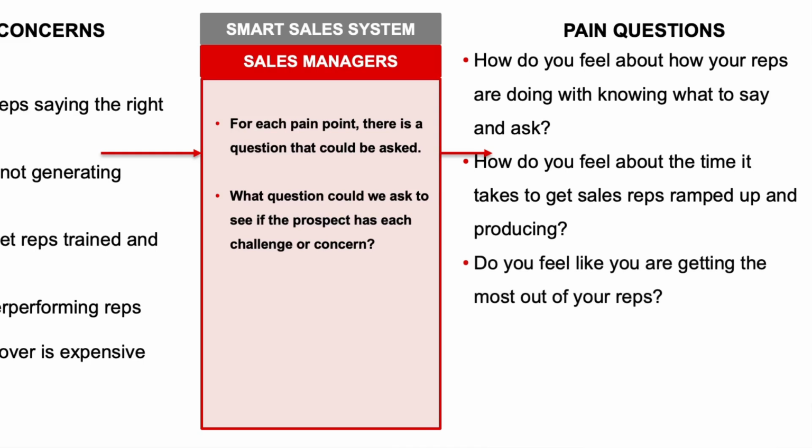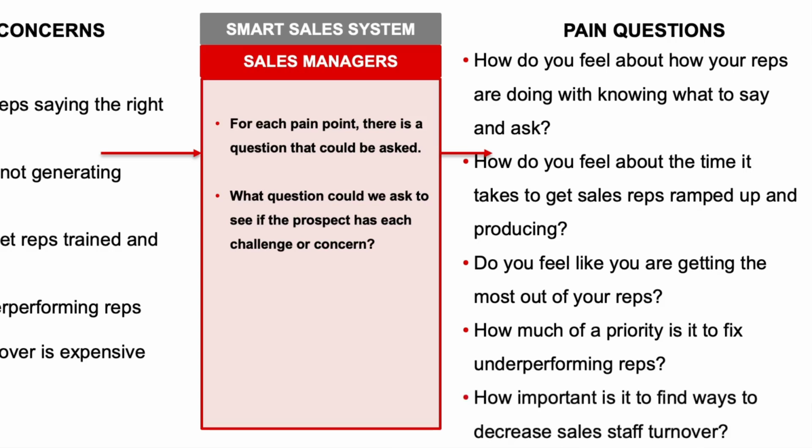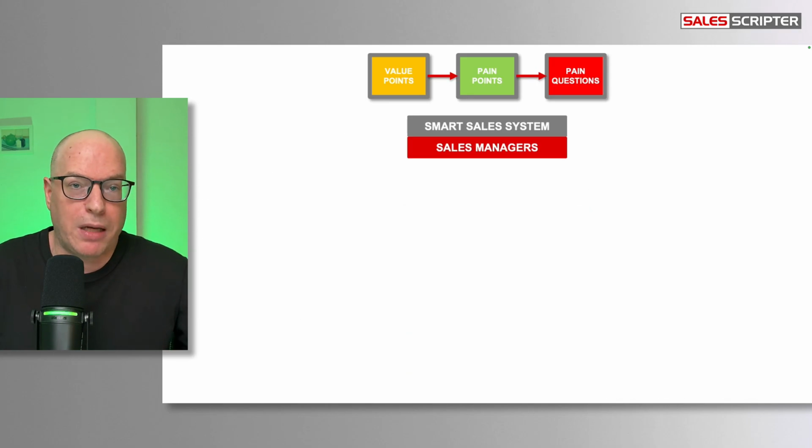Here's actually a closed question that could be answered with a yes or no. Sometimes it's okay to ask a very specific yes or no question. How much of a priority is it to fix underperforming reps? How important is it to find ways to decrease sales staff turnover? There's a very focused list of pain questions.